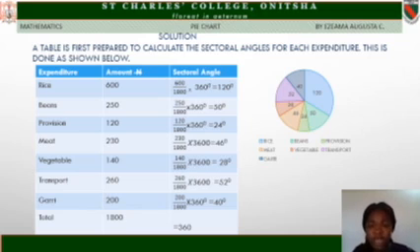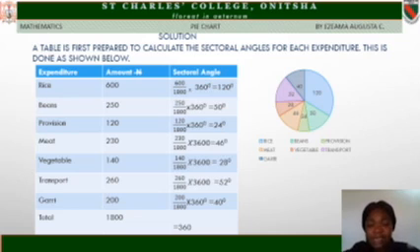Now, solving for each of the rows, when you come to the rice, you have 600, that is the money for the rice, over the total sum, which is 1,800 times 360 degrees, which will give us 120 degrees. When you come to the beans, the amount for beans is 250, so we have 250 over 1,800 times 360 degrees will give us 50 degrees. The third one, we have the provision, 120 over 1,800 times 360 degrees will give us 24 degrees.